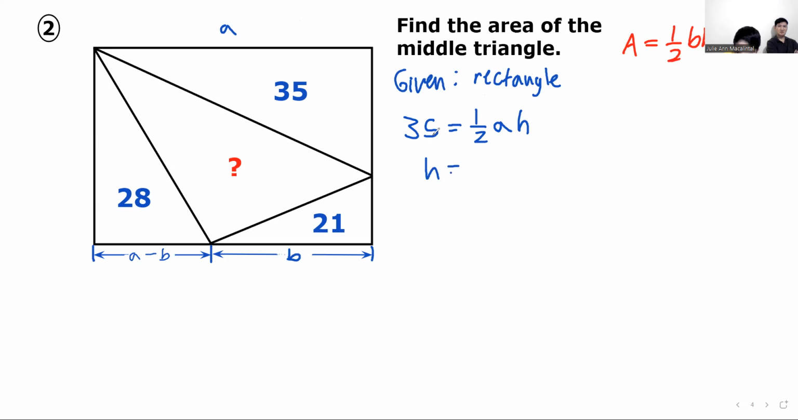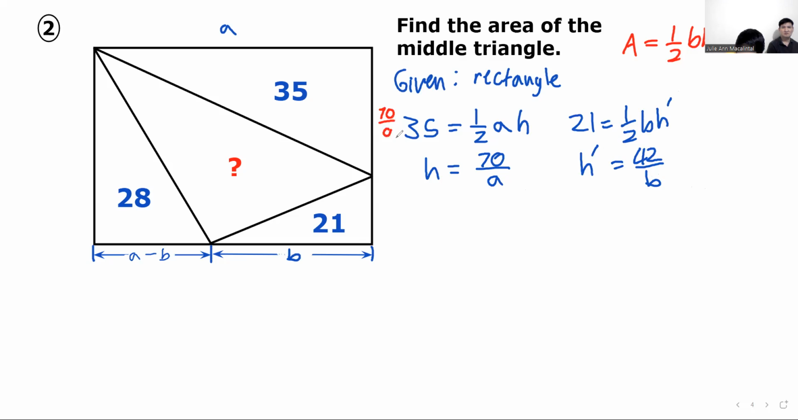So H is equal to 70 over A. Next is the triangle with area 21. 21 is equal to one half B H prime. We will have confusion with the H's, so H prime is 42 over B. You can put H here: 70 over A. Yes, 42 over B. I'll just write it like this. No problem.